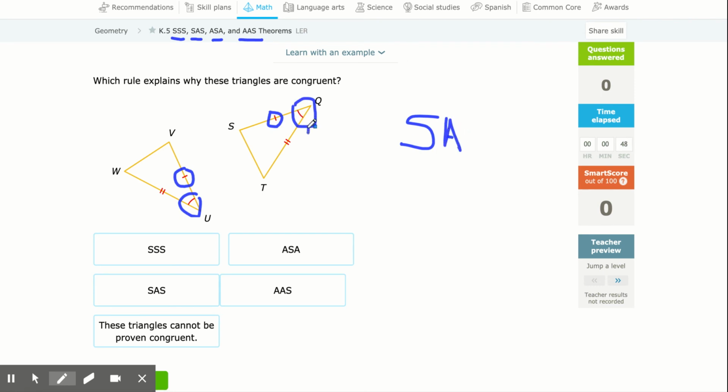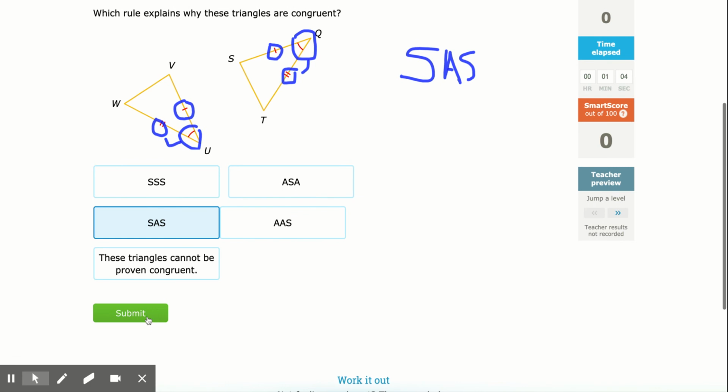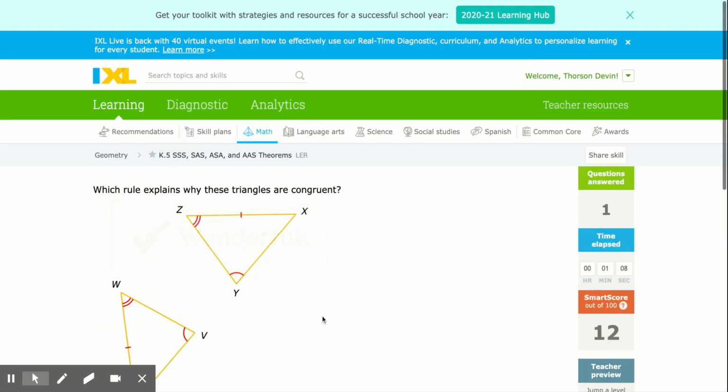And then the very next thing we come to is a double ticked mark side. So then we have a side. Well, side, angle, side. Is that one of our congruency postulates? Yes, it is. So that one can be proven congruent by side, angle, side. First one we've had so far that actually was congruent.